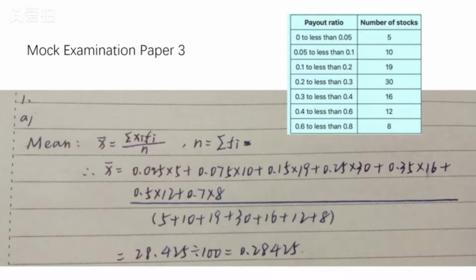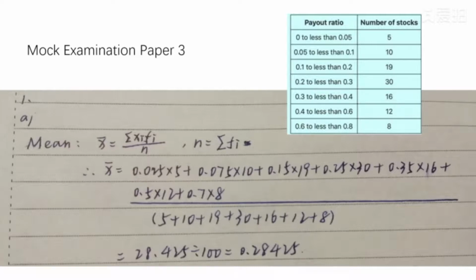By adding them together, we get 28.425. Then we need to calculate the total frequency, which is simply adding them together: 5 plus 10 plus 19 plus 30 plus 16 plus 12 plus 8 equals 100. So the mean of the payout ratio turns out to be 28.425 divided by 100, which equals 0.28425.